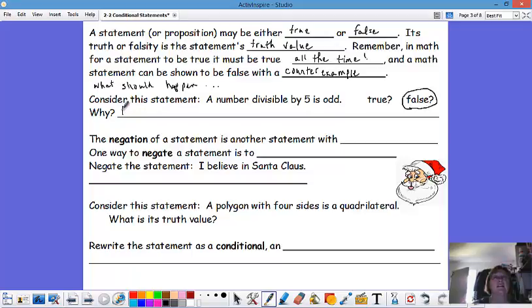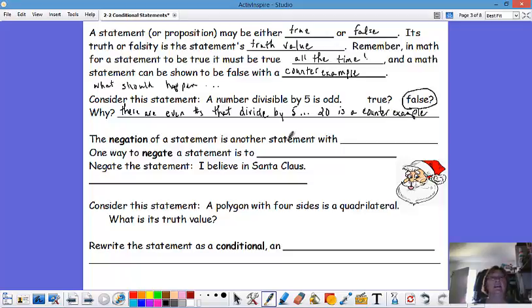There are even numbers that divide by 5. And a counterexample might be something like 20, because that's a number divisible by 5, but it's certainly not odd. So we had the hypothesis part of this statement, but we didn't get the expected result. So 20 is called a counterexample.